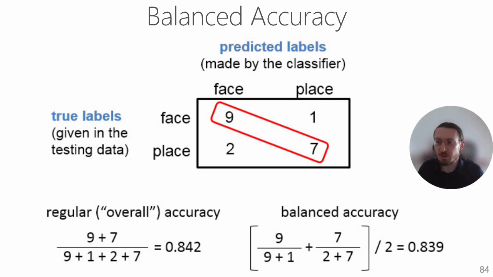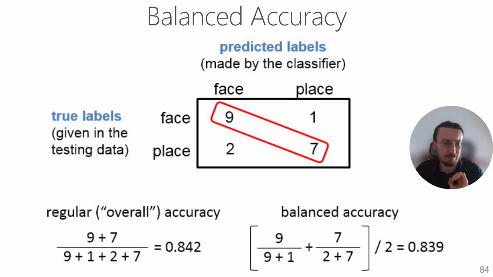And then how do we compute balanced accuracy? Balanced accuracy is focused on the per-class performance of the model. So here we compute for a given class how many predictions were correct over all predictions for that class. To give you an example, for face, we had 9 correct predictions over 9 plus 1 predictions for face. And for place, we had 7 correct predictions, and we divided by 2 plus 7 predictions made for the class place.